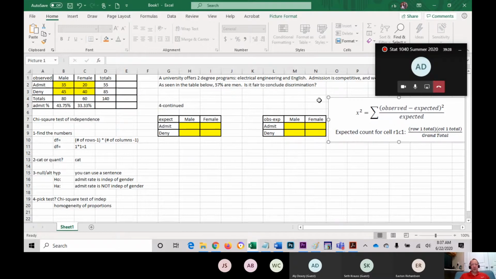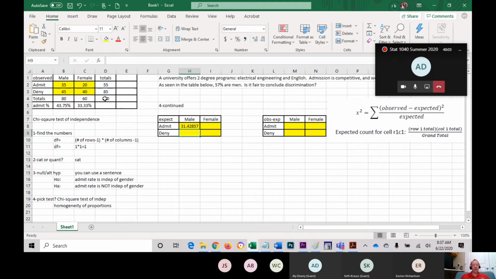All right. So let's talk about the expected counts. That's the bottom equation here. Currently I'm in row 1, column 1. In this case, I'm going to take the row 1 total times the column 1 total, divide it by the grand total, 140 students, and press enter.